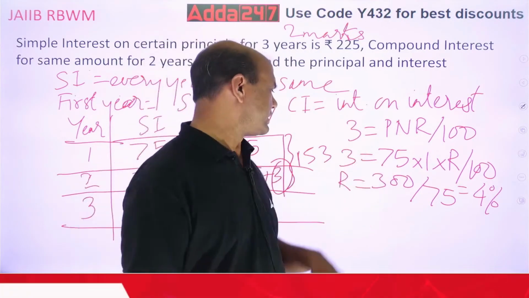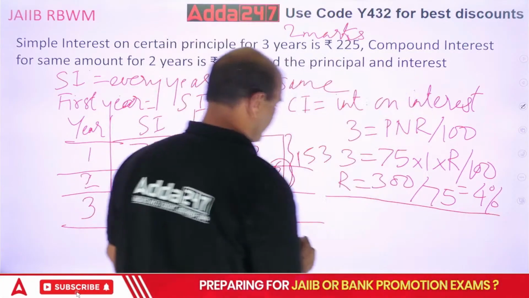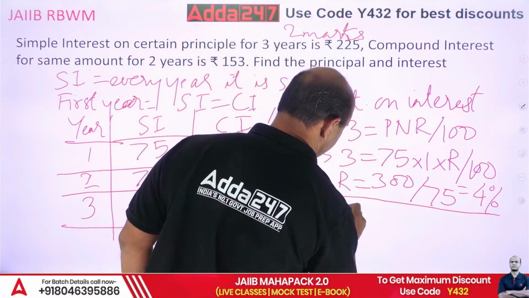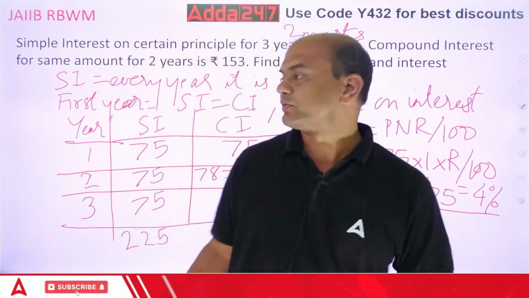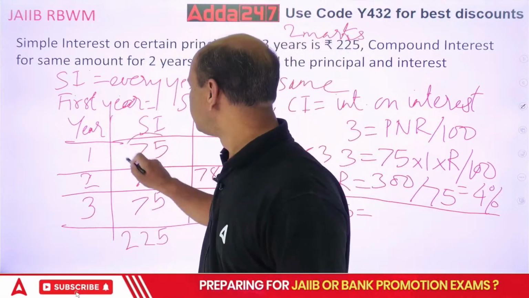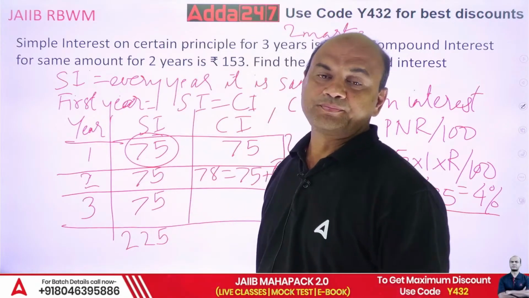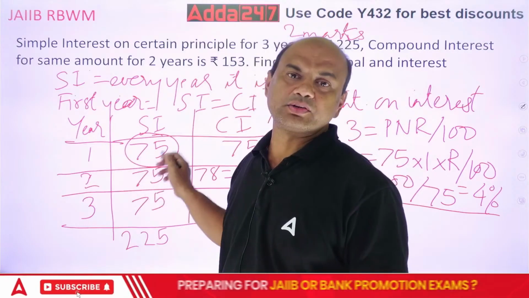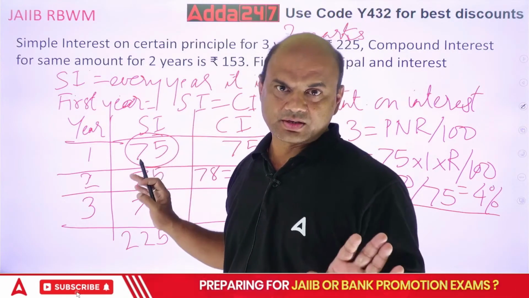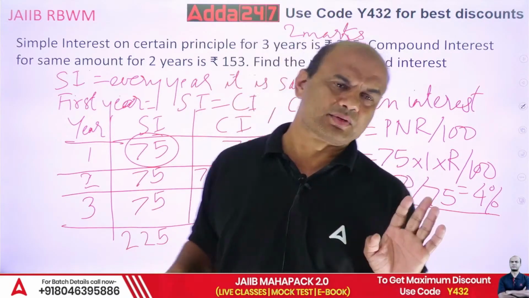Now you look at it. Suppose I write it like this over here: 75 equals. What is this 75? This 75 is the interest for the first year. How did I get this 75 rupees interest? I invested something for 1 year and then I got 75. Clear? So what is that something? That I don't know. Let's keep it like that only.